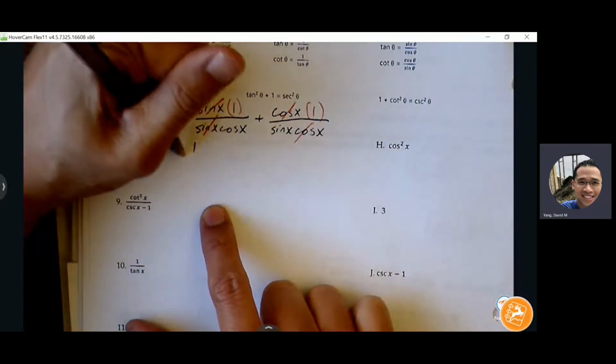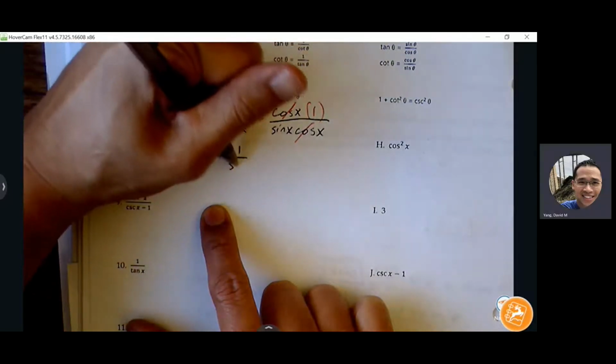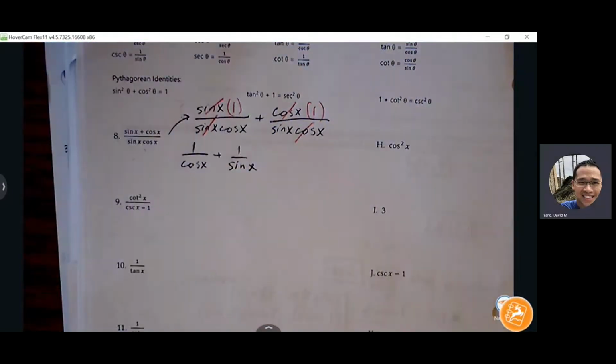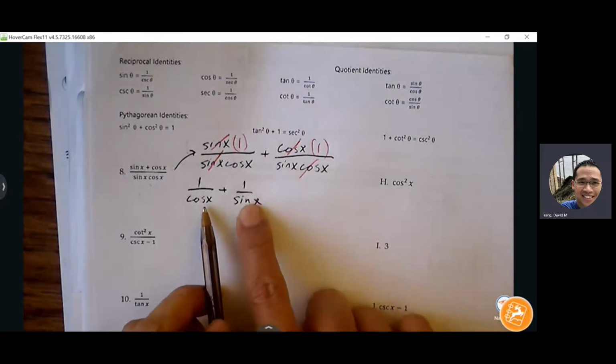So we're left with 1 over cosine x plus 1 over sine x. Okay. Is there a cleaner way to represent 1 over cosine plus 1 over sine? Yeah, secant and cosecant, right? We have reciprocals using our reciprocal identities.